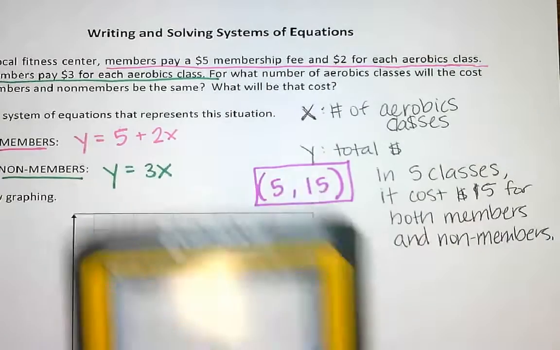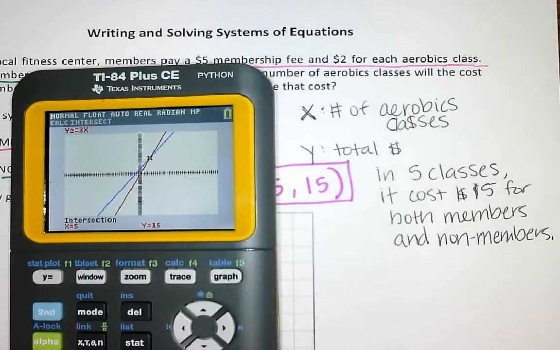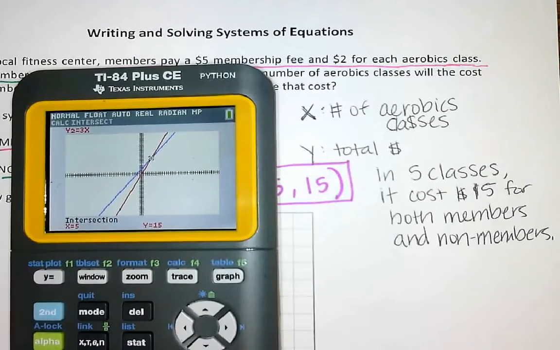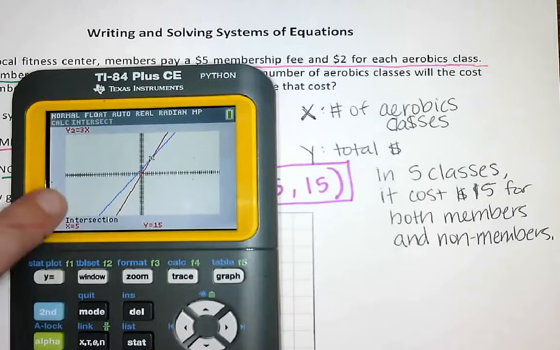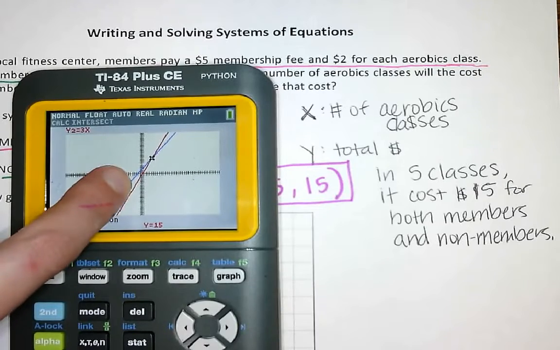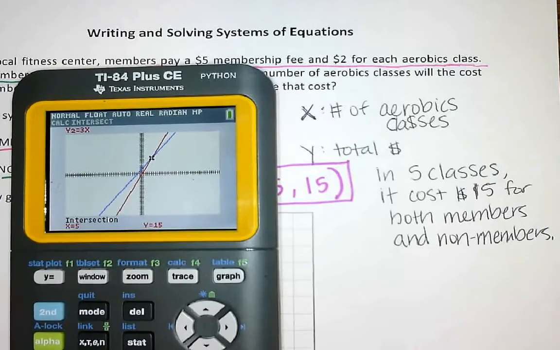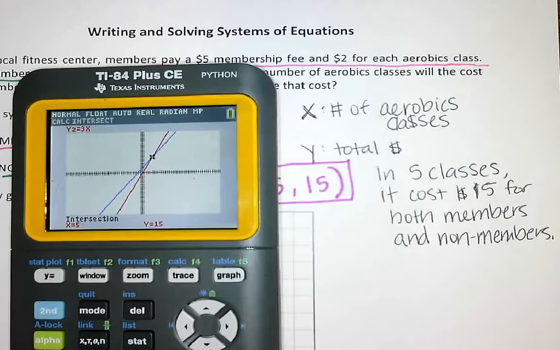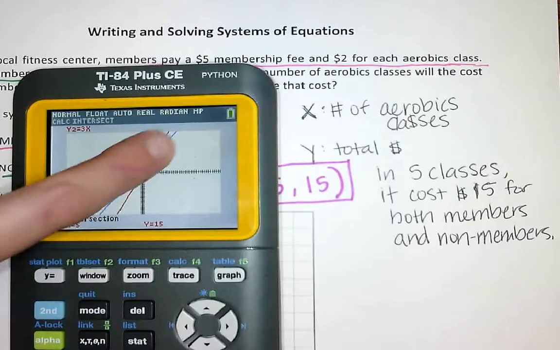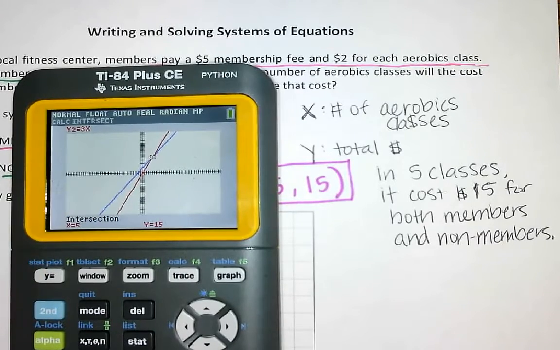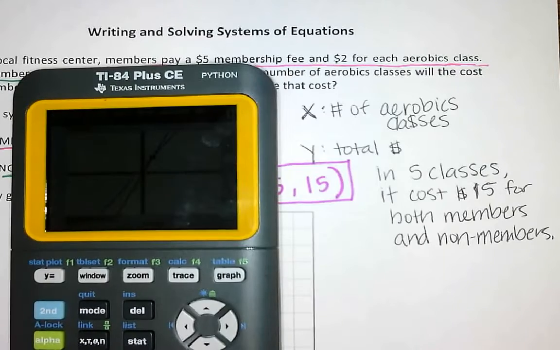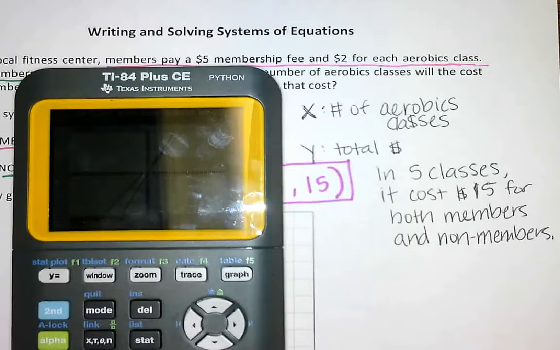Remember guys, my membership line is this blue line. So see, look, it starts off above the red line. It costs more originally to be a member. But as you go, it starts to cost less. Does that make sense, guys? Are you guys tracking me? Okay, so in 5 classes, it costs $15 for both members and non-members.